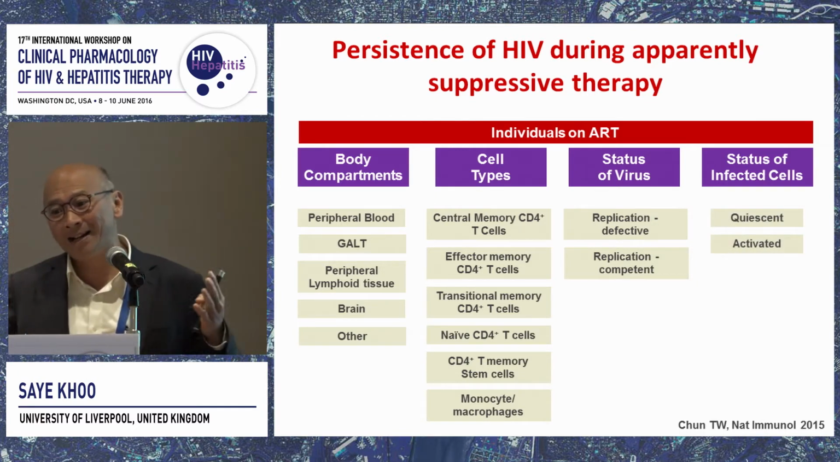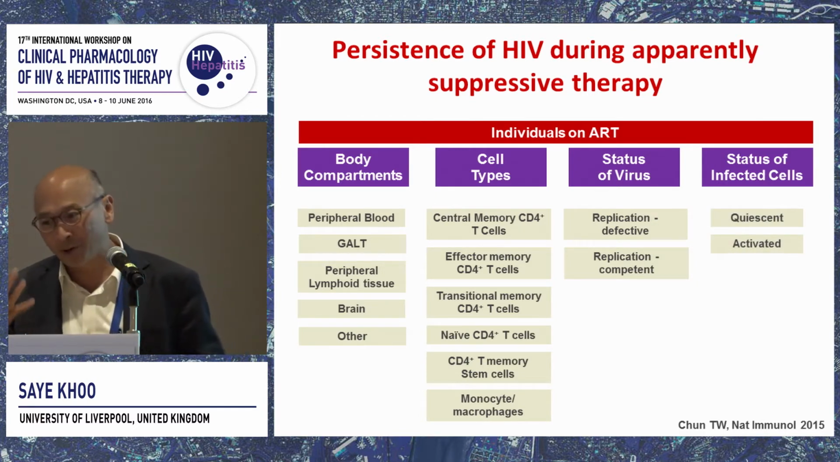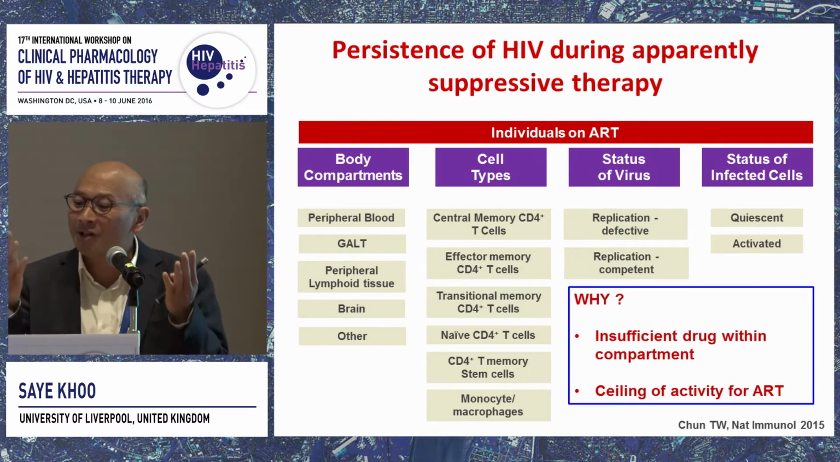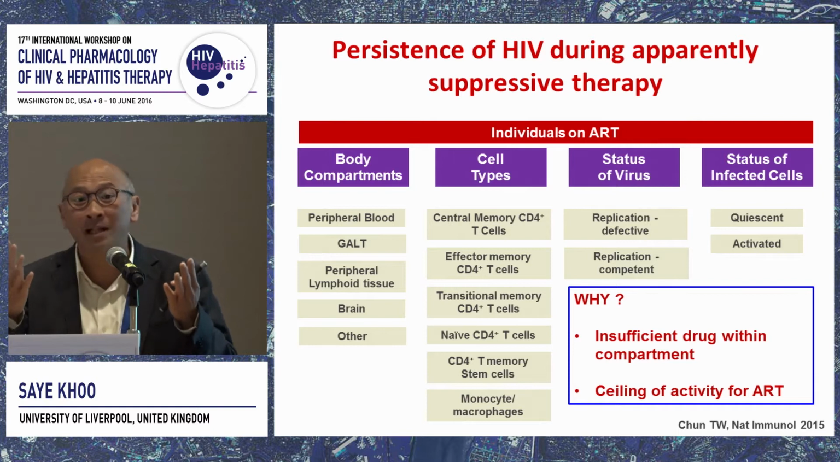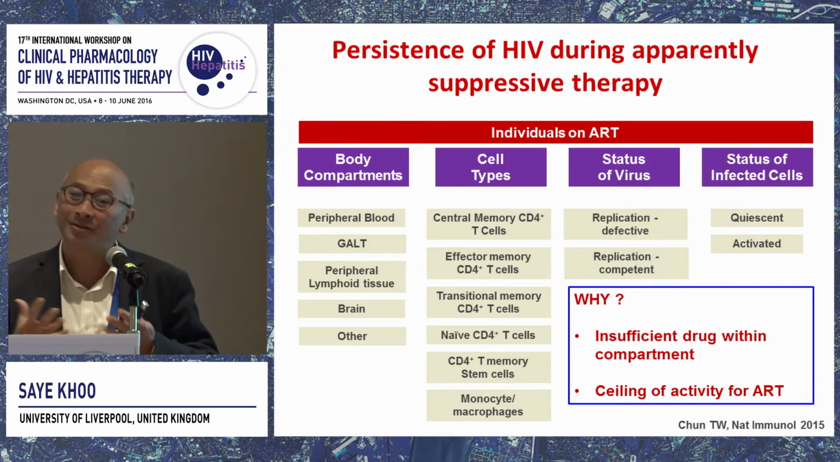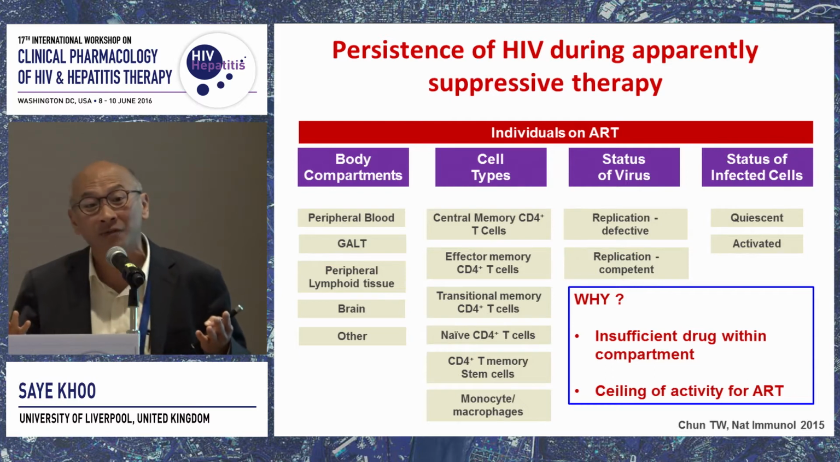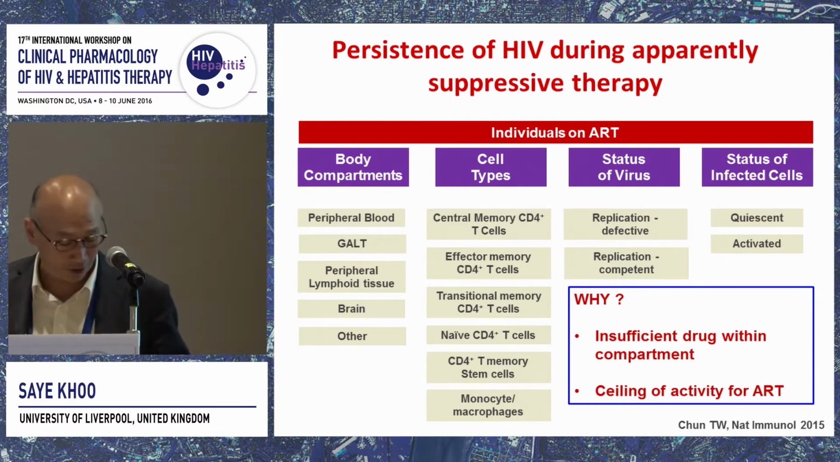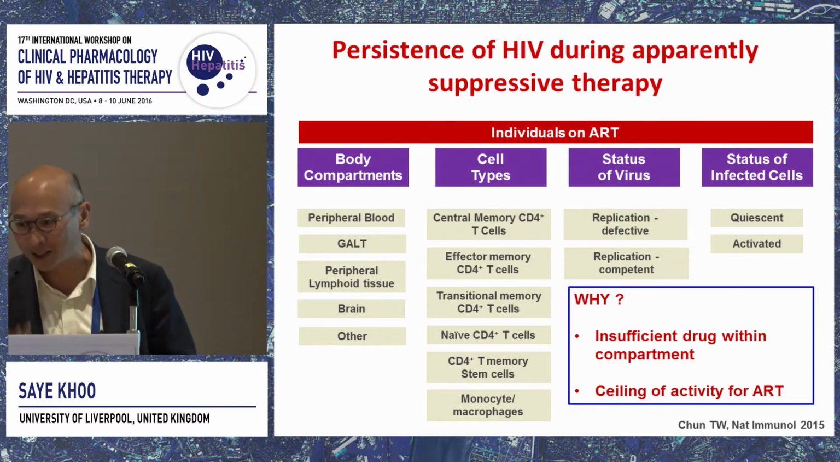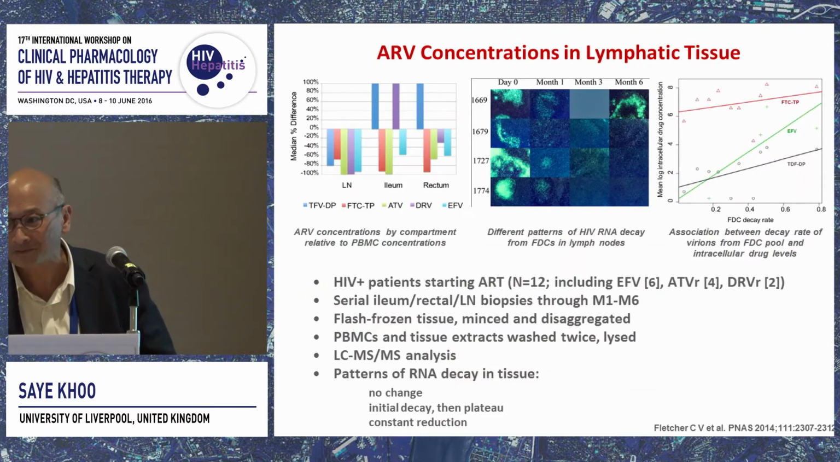And really, I guess the really important question here is, why? Why? Is it because there's not enough drug getting into the compartment? If we let the drug get in there, it will do everything. Or is it actually that there is a natural ceiling of activity for HAART which we have nearly reached? So I think that's not quite resolved. It's not an either-or situation.